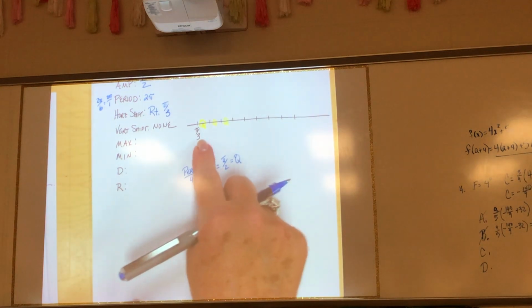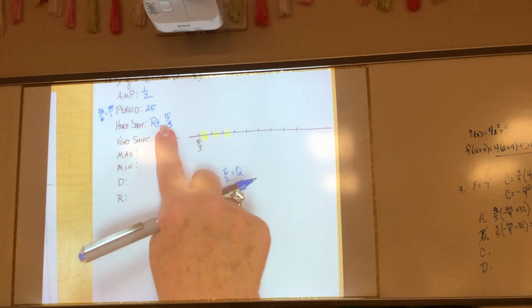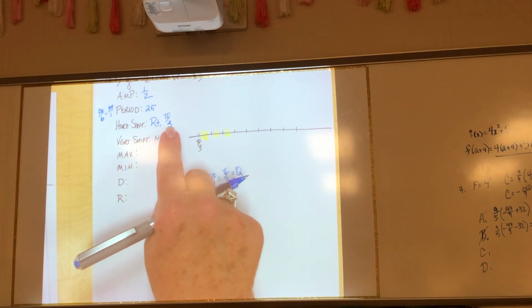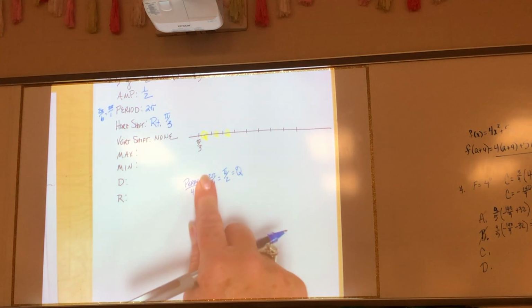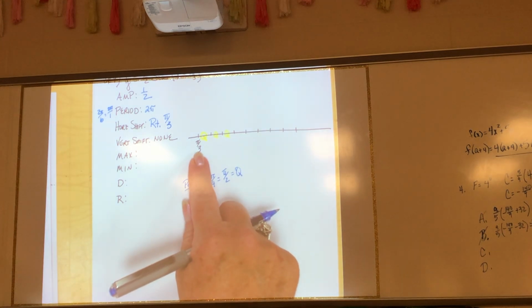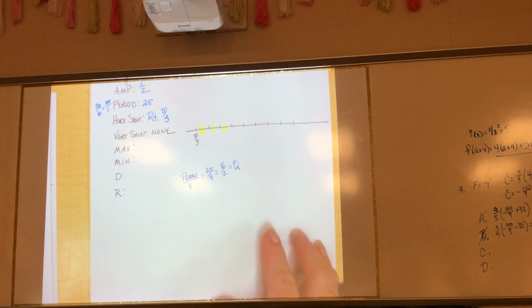So I take my first key point, which is my horizontal shift. Now listen to this. If the horizontal shift had been left pi over 3, what would be my first key point? Negative pi over 3. Very good, Amy. Very good.